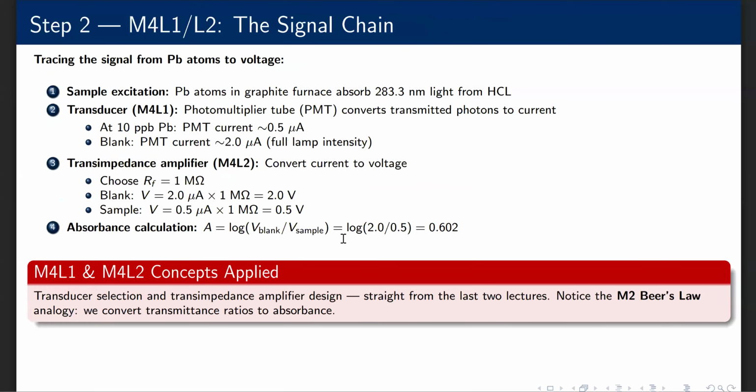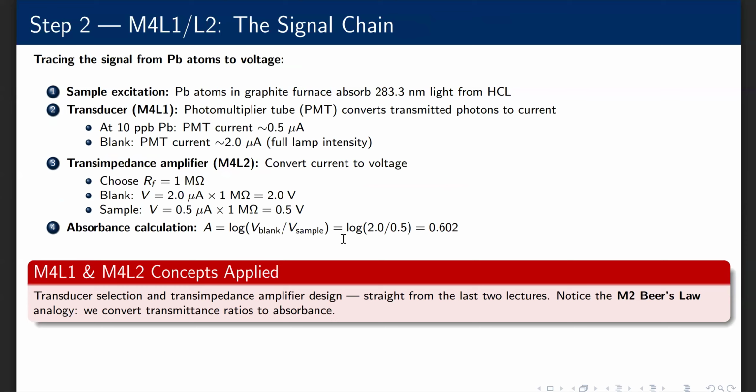Okay. The next step is to trace the signal from the lead atoms to voltage. So this is going to be using module 4, the electronics module, lectures 1 and 2. First, the sample excitation. Lead atoms in the graphite furnace absorb light from the hollow cathode lamp. Less light reaches the detector when lead is present. The transducer from lecture 1 is a PMT. The PMT converts photons to current.